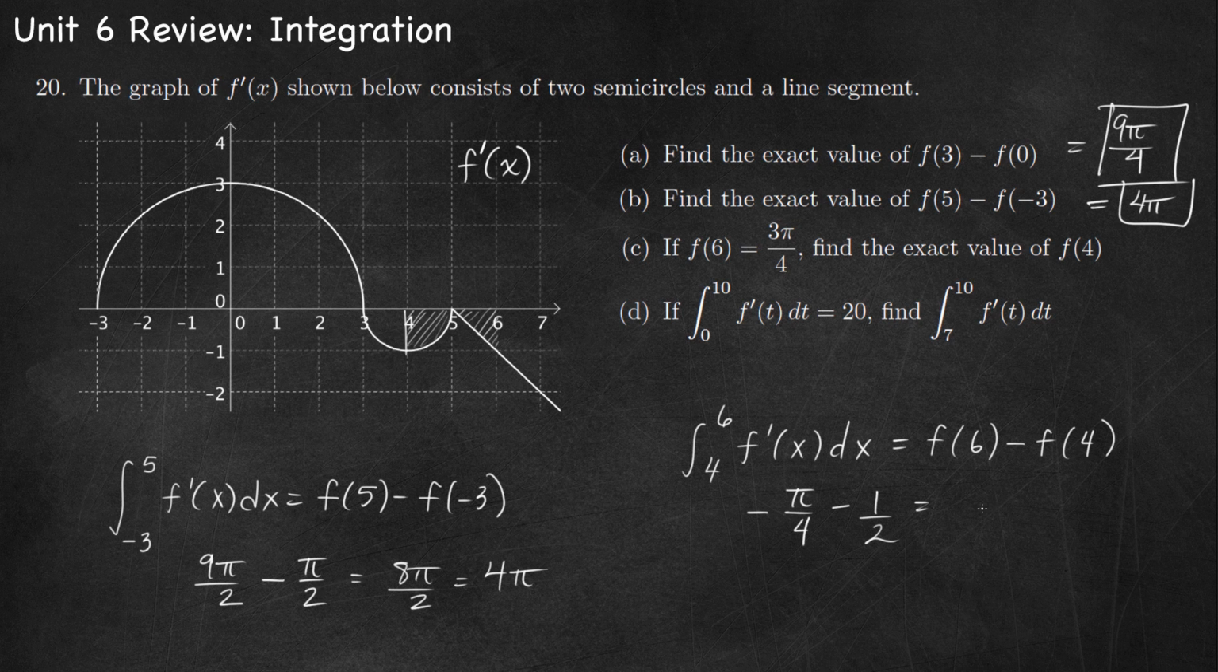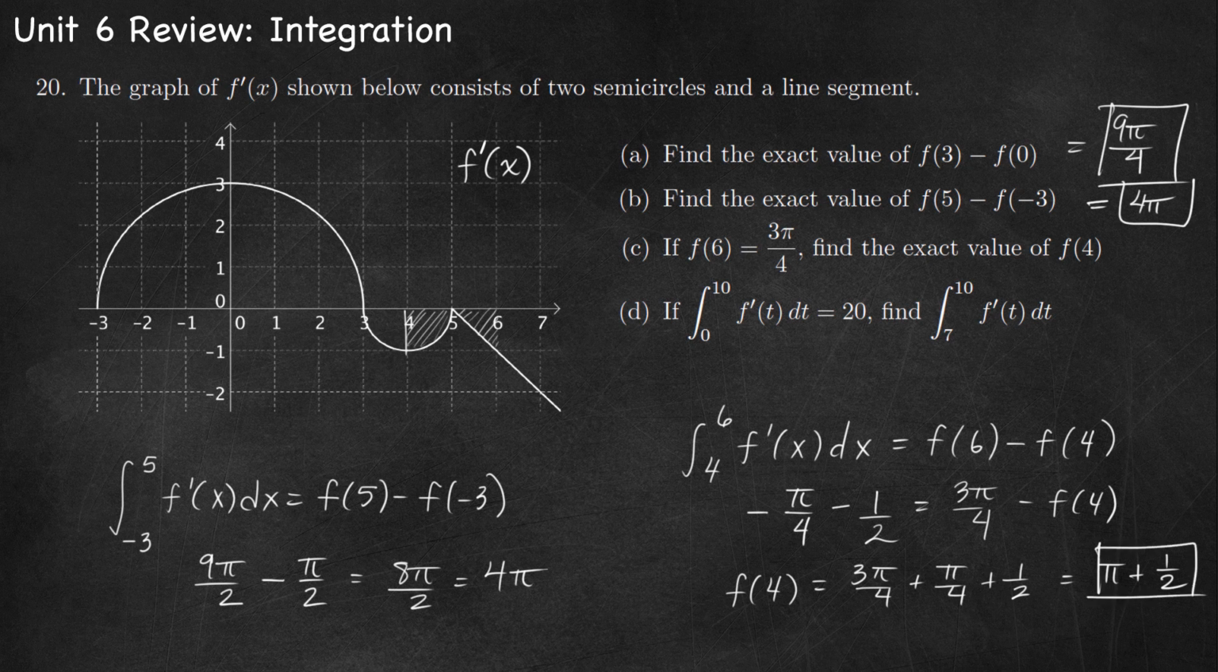And that's equal to f of 6, which we know is 3 pi over 4, minus f of 4. Now we solve for f of 4. So let me move f of 4 over to the other side. We get f of 4 equals 3 pi over 4 plus pi over 4 plus 1/2. So 3 pi over 4 and pi over 4 is 4 pi over 4, or pi, plus 1/2. Pi plus 1/2.